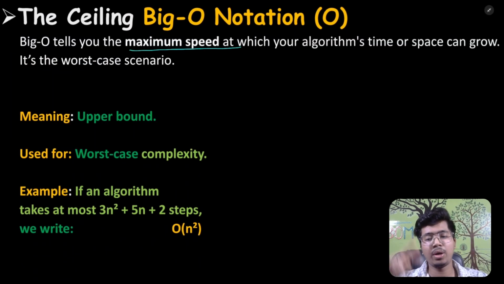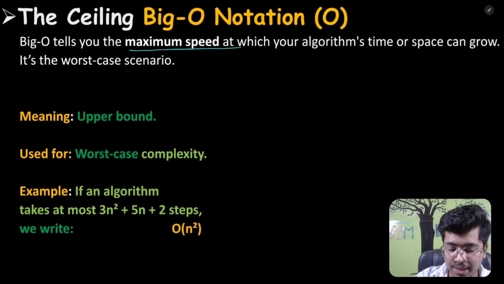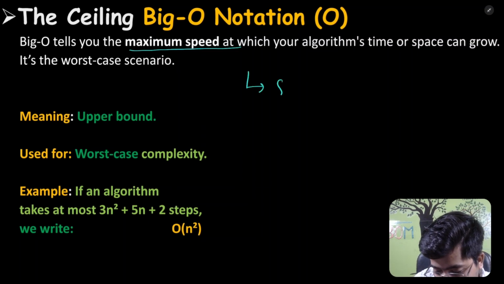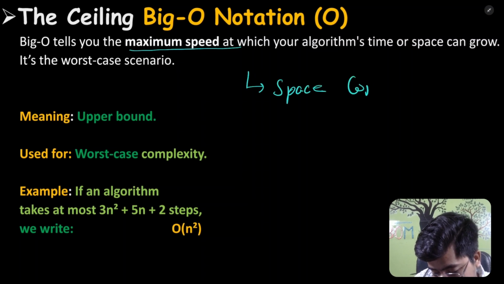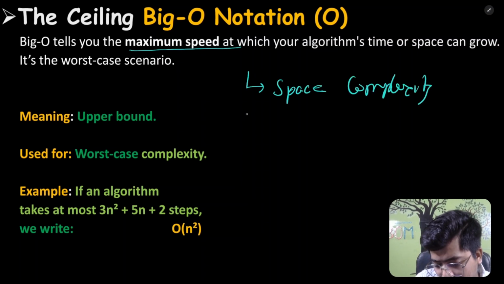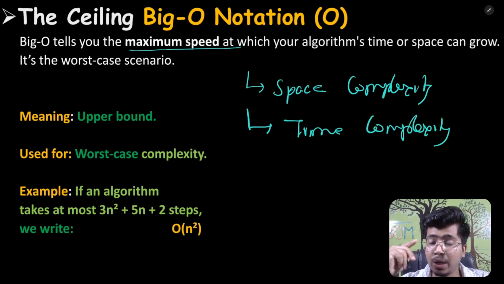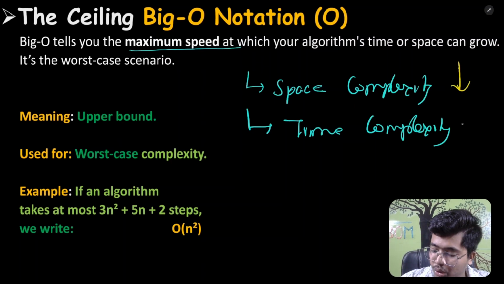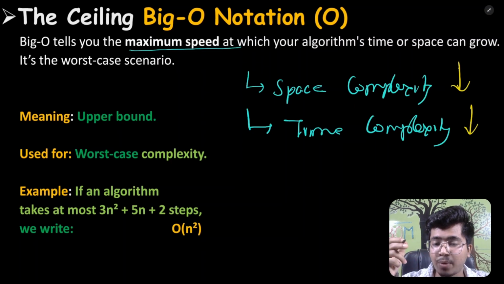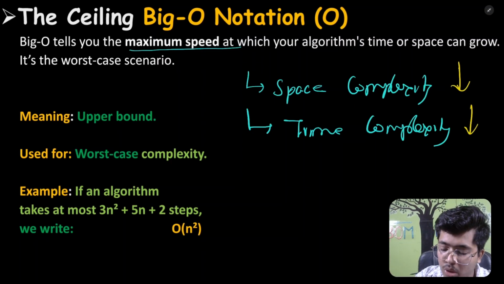In programming, whenever we solve any algorithm, we only deal with two things: the space complexity and the time complexity. These are the only two main factors we deal with in programming, and every time our motto is to reduce those and to make high performing code and high performing algorithms. So Big O tells the maximum speed at which your algorithm's time or space can grow.